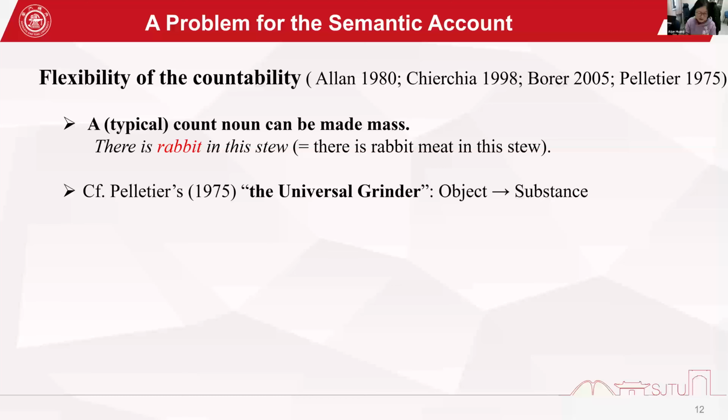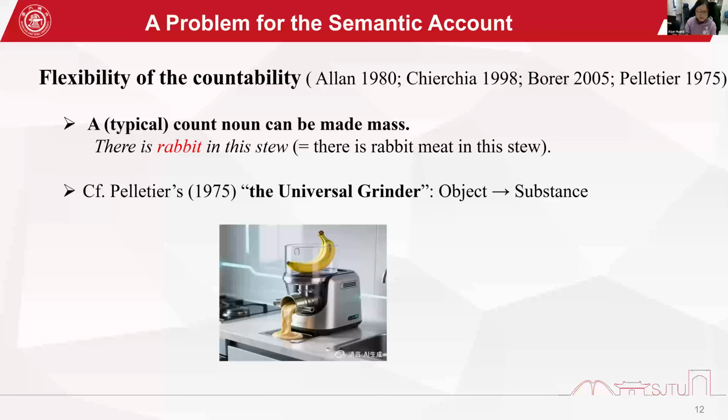The philosopher Pelletier named this phenomenon the universal grinder, meaning that a typical noun referring to an object can refer to a substance in some specific context. If we put an object into a machine called the universal grinder, it then comes out as substance at the other end. According to Pelletier, if we provide a suitable context, then a typical count noun can get a mass interpretation.